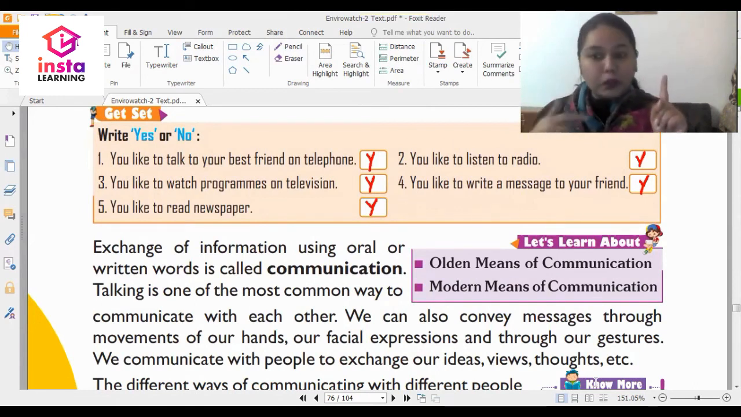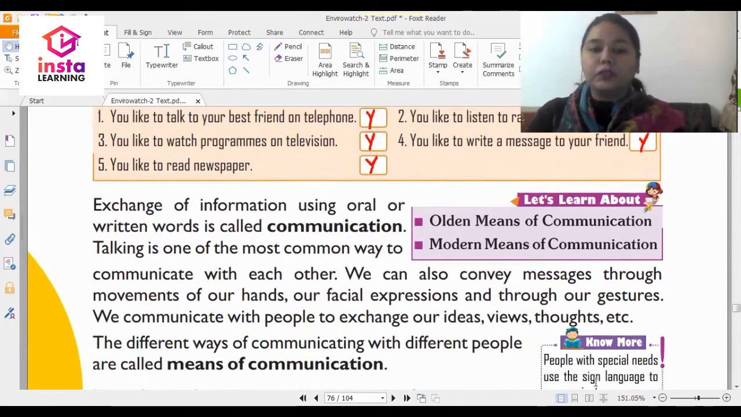One is using words, like we are learning this chapter right now and I'm explaining this to you. So I am communicating with you using oral communication. When I write something, like the teacher would write something on the board, that is written communication. When we are using our hands, our facial expressions, or any gesture, that is non-verbal communication.